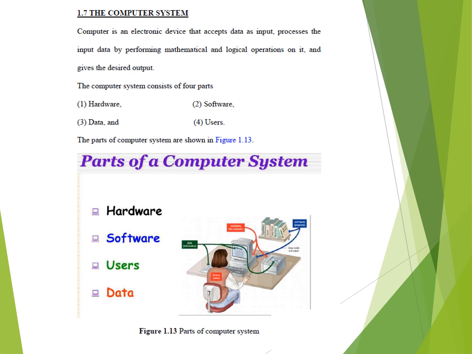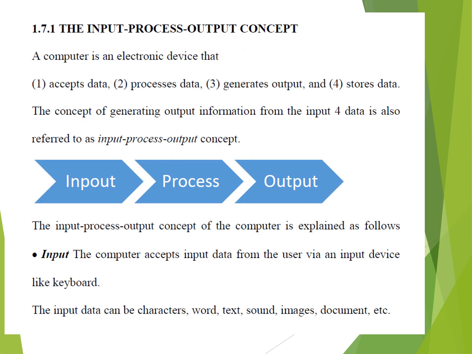A computer system consists of four parts: hardware, software, users, and data. The input, process, output concept. A computer is an electronic device that, number one, accepts data; number two, processes data; number three, generates outputs and stores data.